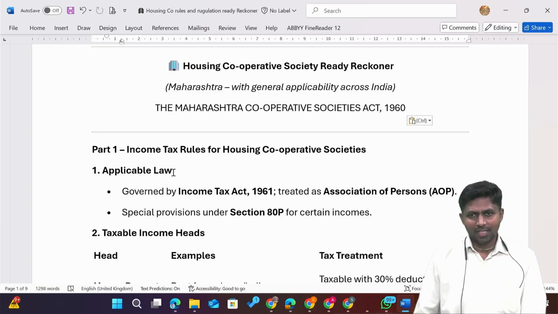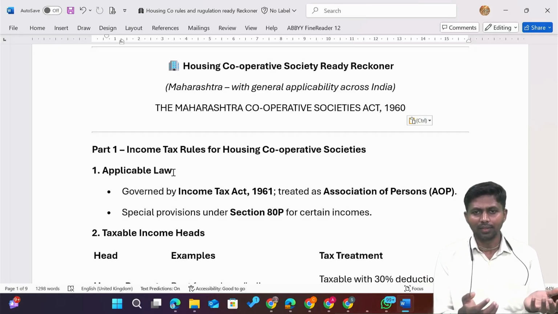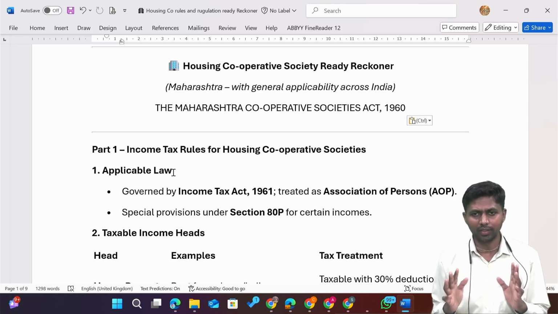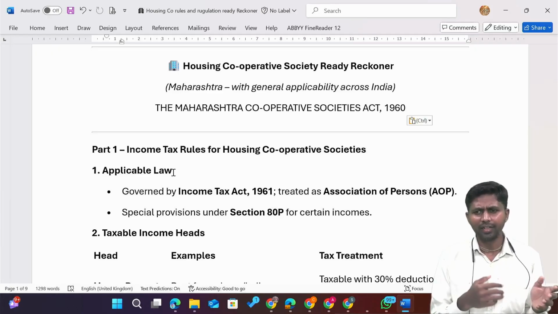We'll start with the Maharashtra Cooperative Society Act. But the good news is that as far as accounting students are concerned, we need not know the full Act. Here we will learn only the provisions which are essential for the accountant to know. Without knowing these provisions, you may find difficulties in accounting. Therefore, we learn the provisions.